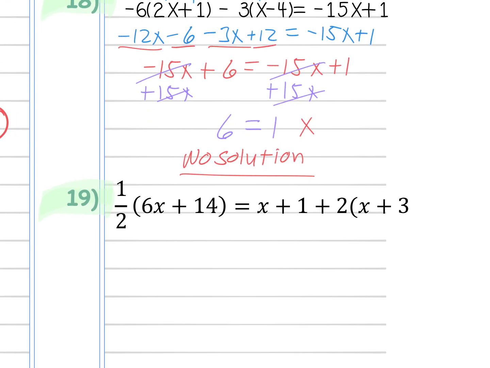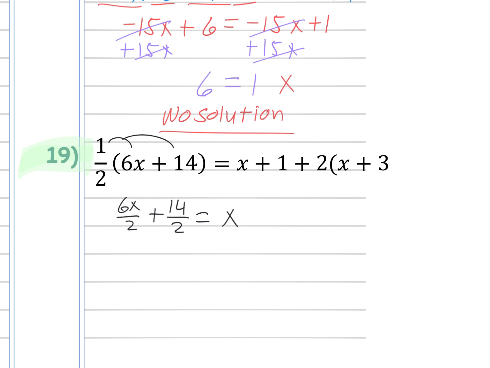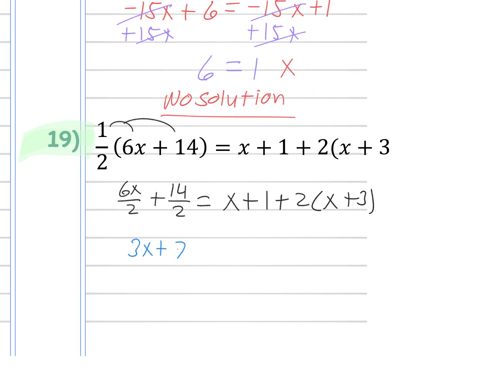All right, and then real quick, let's try the next one. I know we kind of made a stink about the fractions, but this is a fairly easy one. This one we can just distribute the 1/2 to the 6x and the 14. Because then we get 6x over 2 plus 14 over 2. These are both nice whole numbers, and this equals x plus 1 plus 2 times x plus 3. So then we get 3x plus 7.